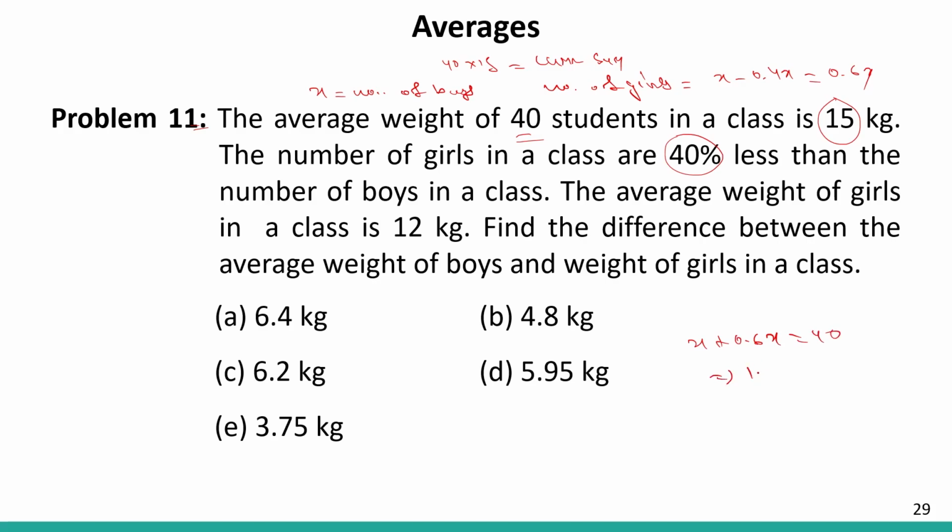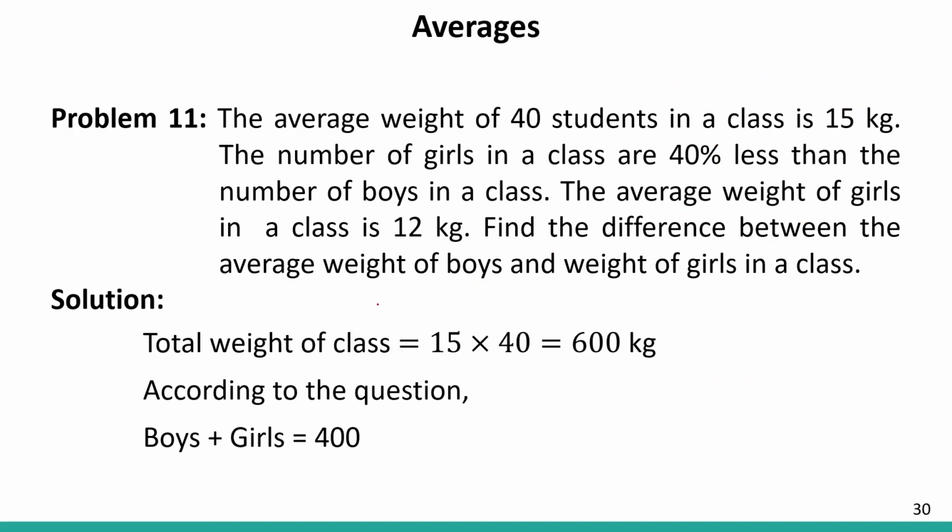So this implies that 1.6x is equal to 40. So this implies that x is equal to 400 by 16. So it will be 100 by 4, that is equal to 25. Okay, so x is equal to 25, the number of boys among 40 students. Okay, so what is told to us is that girls are 40% less than the number of boys in the class. Okay, so the average weight of girls is 12 kilogram. Then find the difference between the average weight of boys and the average weight of girls in the class.